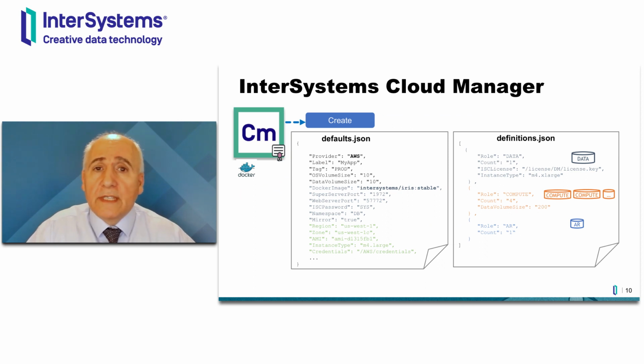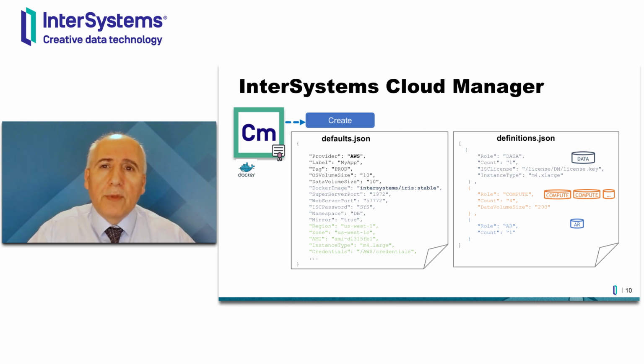ICM is distributed as a Docker image available from the InterSystems public Docker registry or the support site. And I will demonstrate how to set up your security files and walk you through the credentials and the JSON configurations needed in order to use ICM.